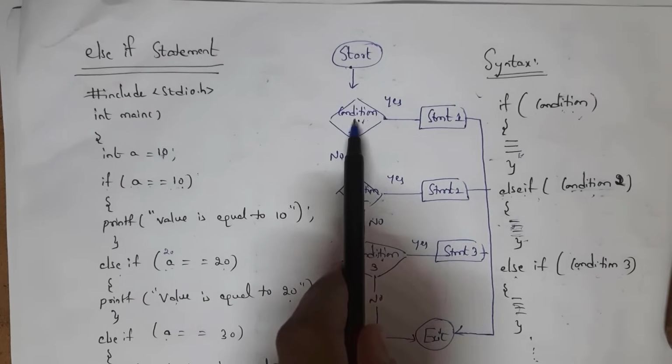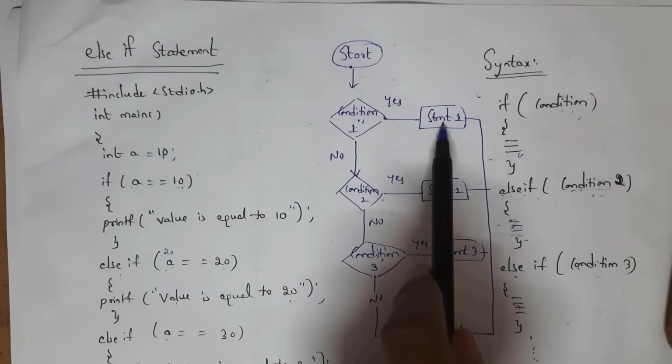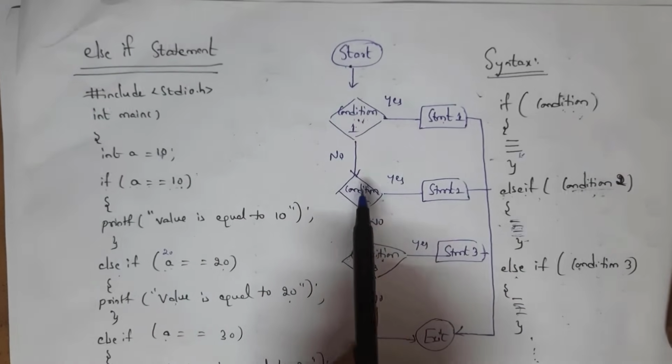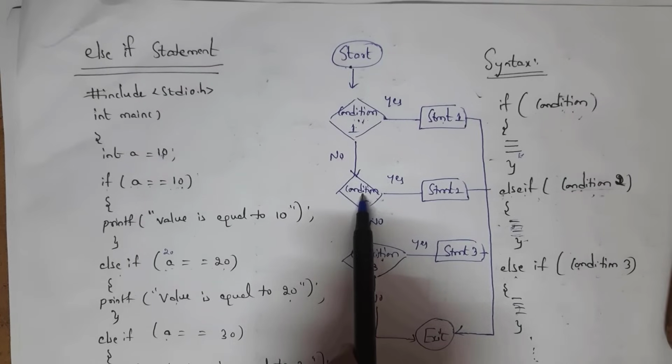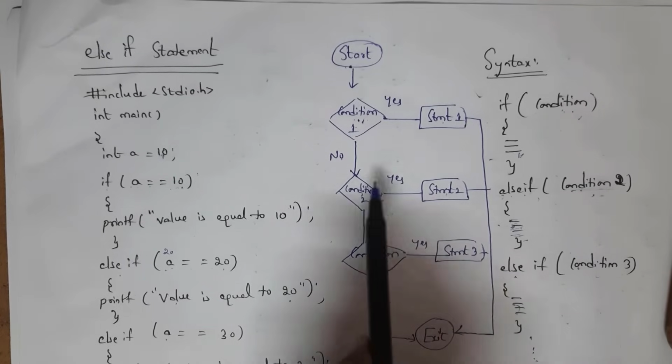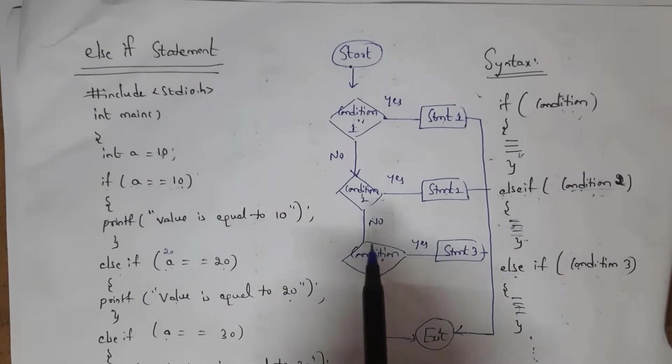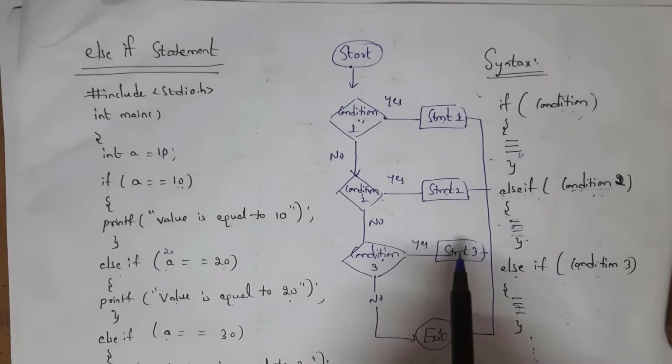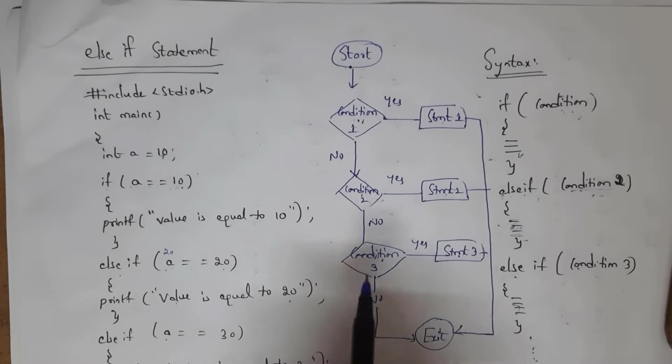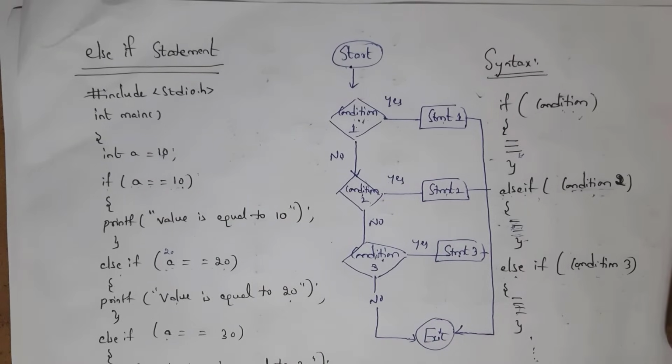If this condition is true, then the statement will be executed. If this condition is false, then it will go to condition 2. If condition 2 is true, then the statement will be executed. If the condition is false, then it will go to condition 3. If condition 3 is true, then it will print statement 3. If this condition is false, then it will exit. This is the flowchart for else if statement.